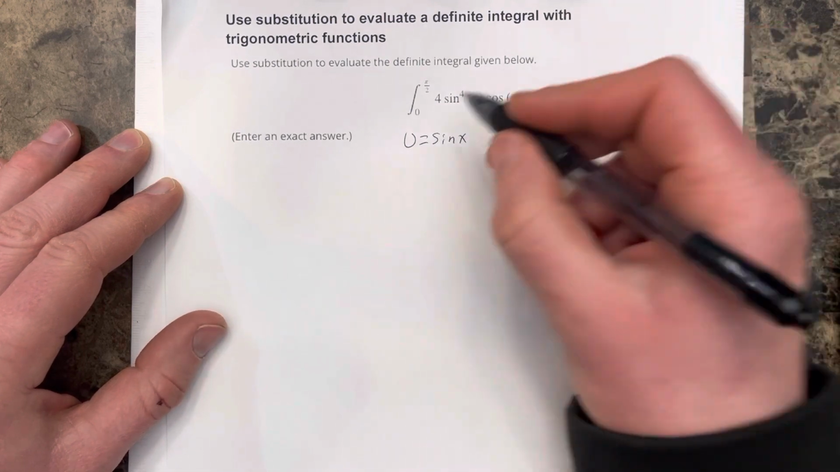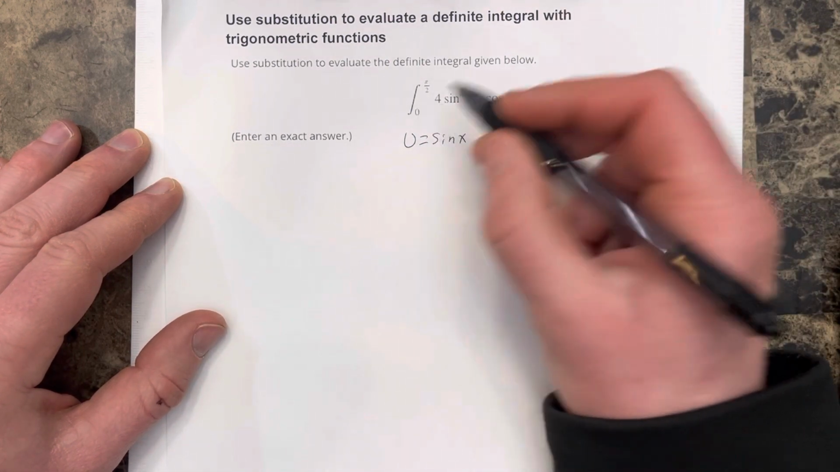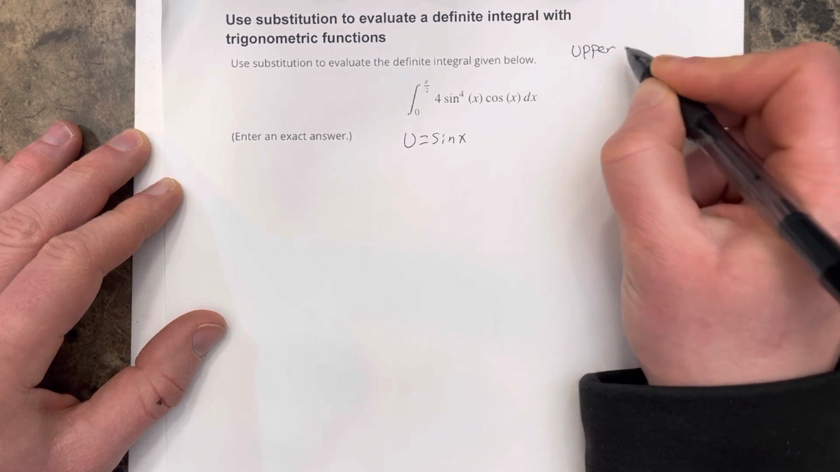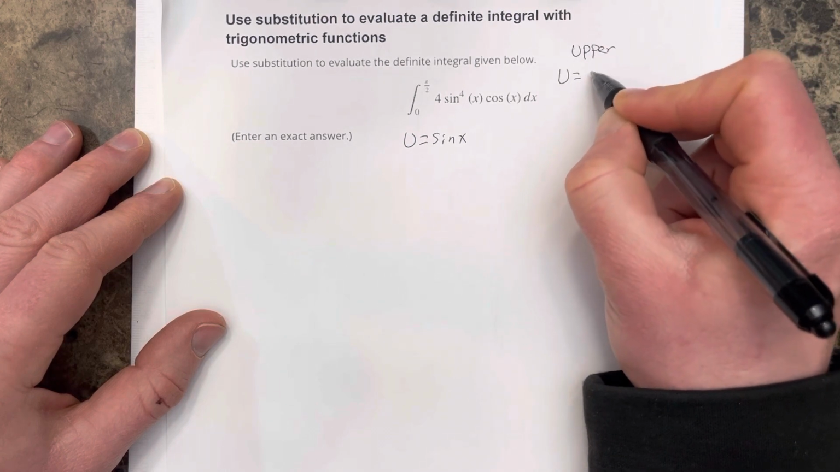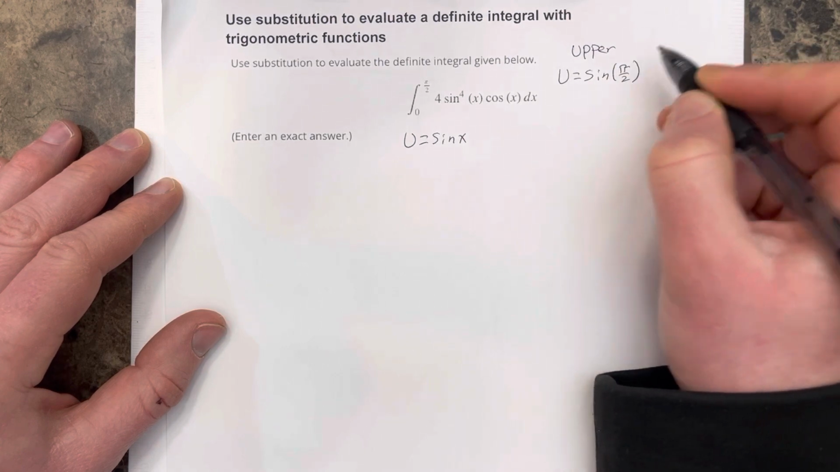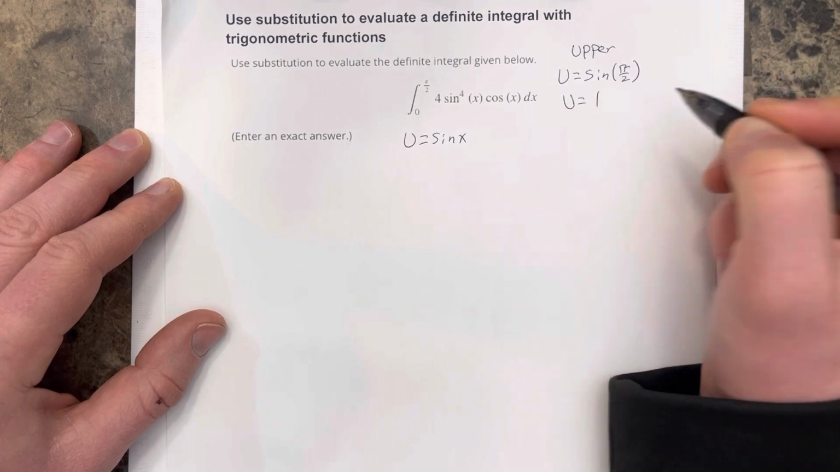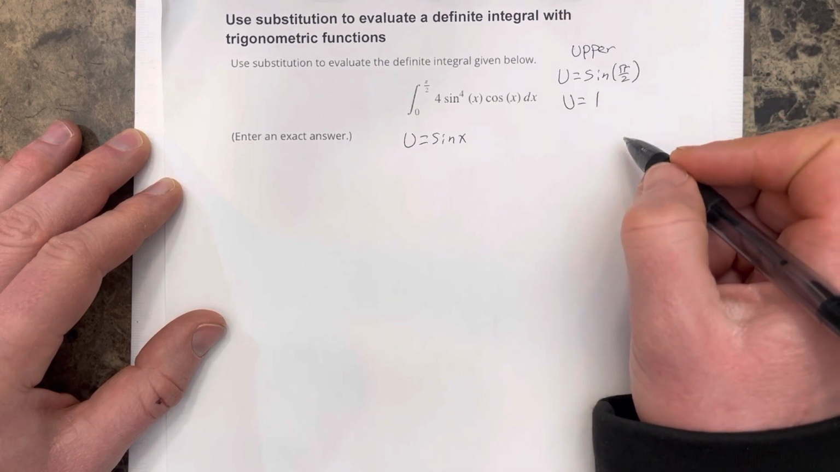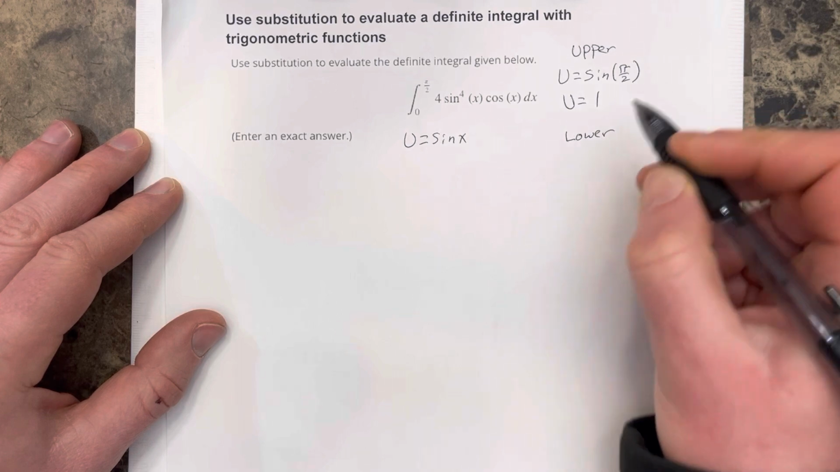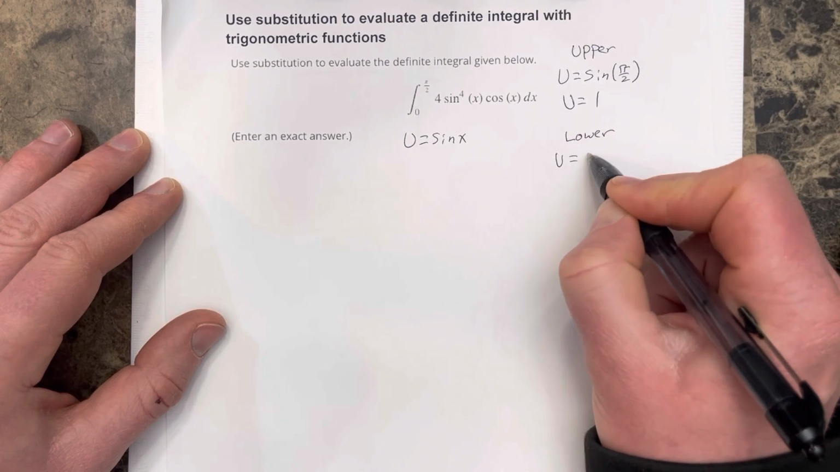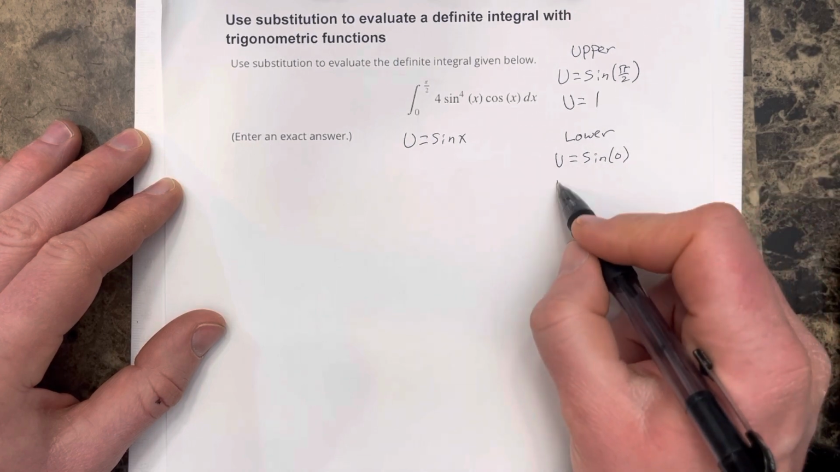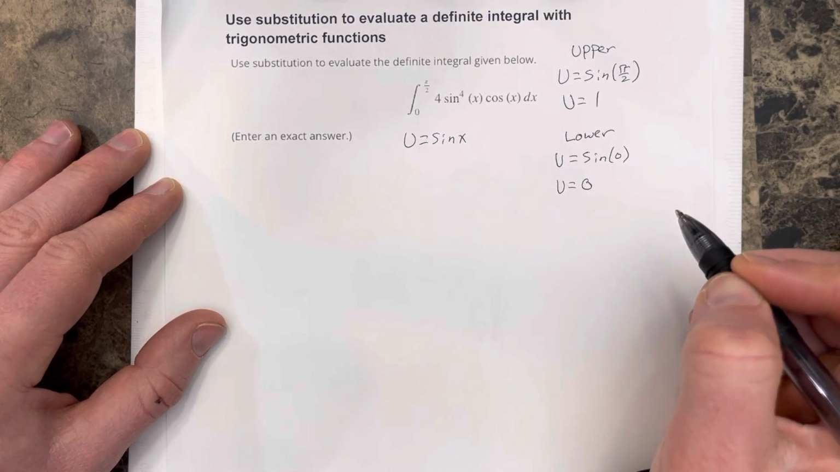Now, to find my new upper and lower bound, I'm going to say upper bound, I'm going to do u equals sine of pi over 2, which would be u equals 1, because sine of pi over 2 is 1. And then the lower bound would be u equals sine of 0. Sine of 0 is 0, so I get u equals 0.